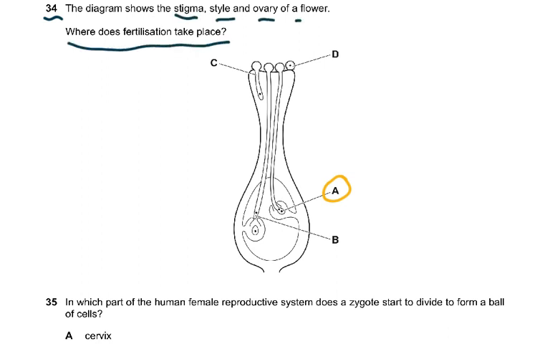34. The diagram shows the stigma, style, and ovary of a flower. Where does fertilization take place? Now, D, this is the pollen. C is the pollen tube growing into the style. And B is the tip of the pollen tube. And A is when it has entered the ovule and then it is just about to fuse with the female gamete. Where does fertilization take place? Inside the ovule. So that's why the answer is A.